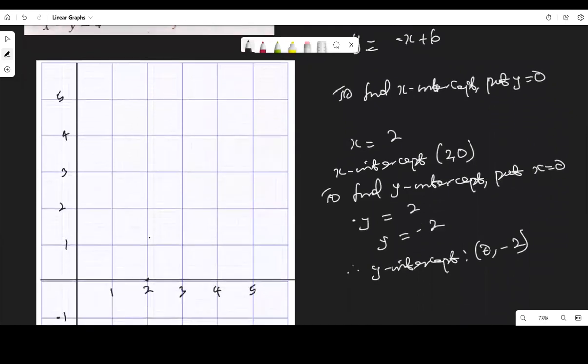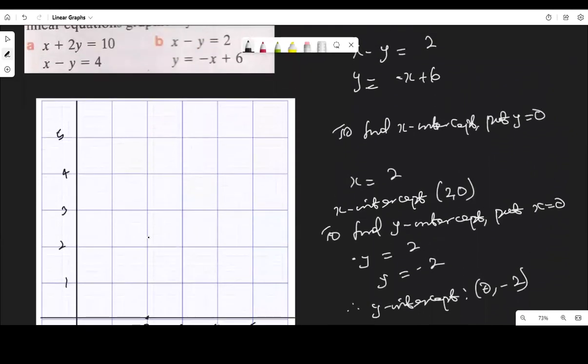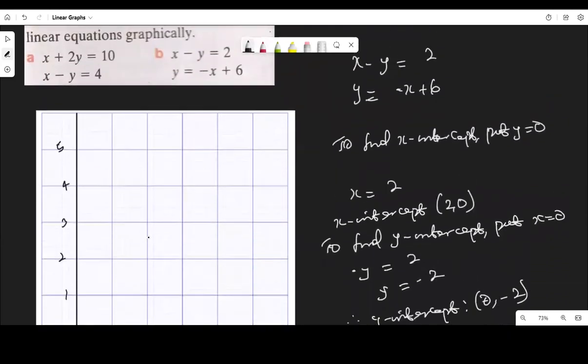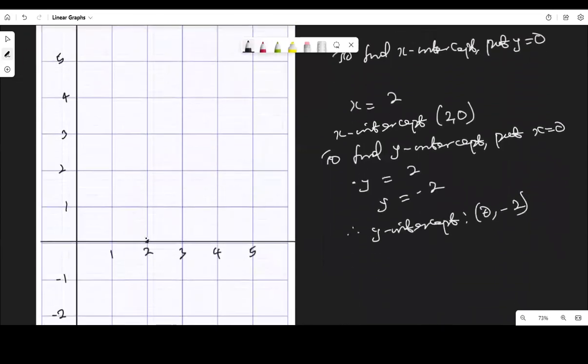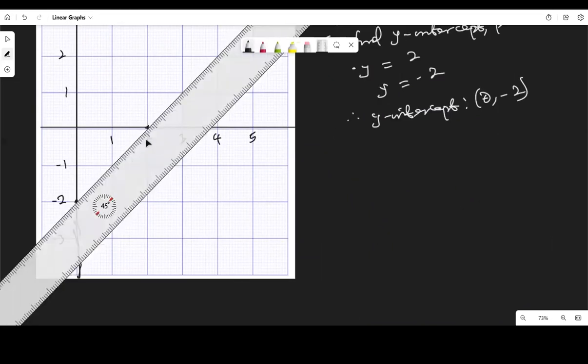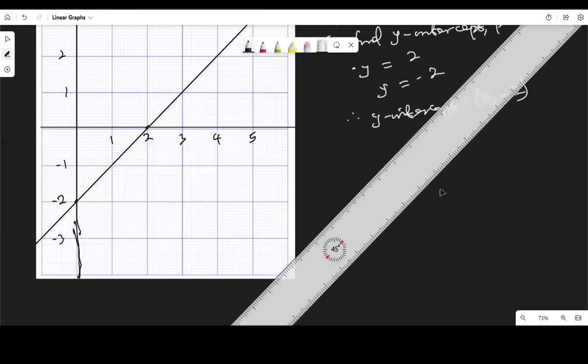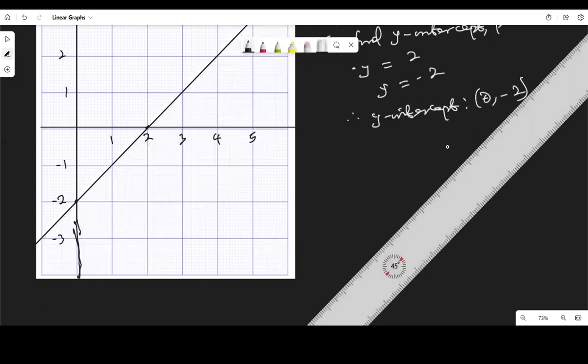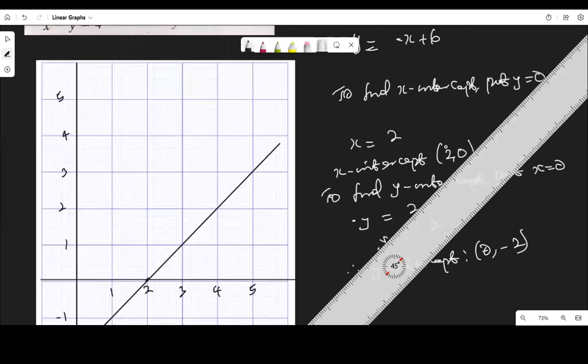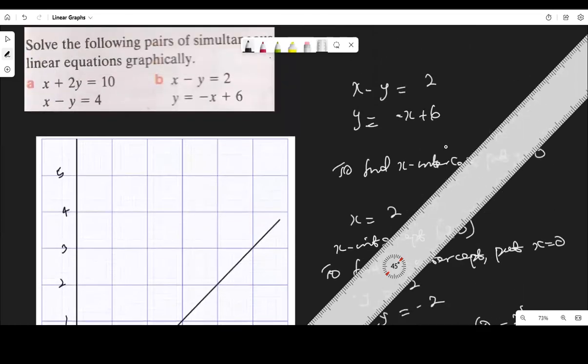And for the y coordinate, we have negative 2 and 0. Here is negative 2. So with these 2 points, we join them, which gives us the first equation. This is for the equation x minus y equal to 2.